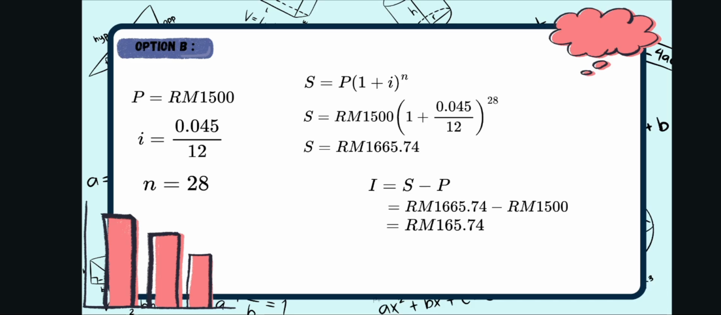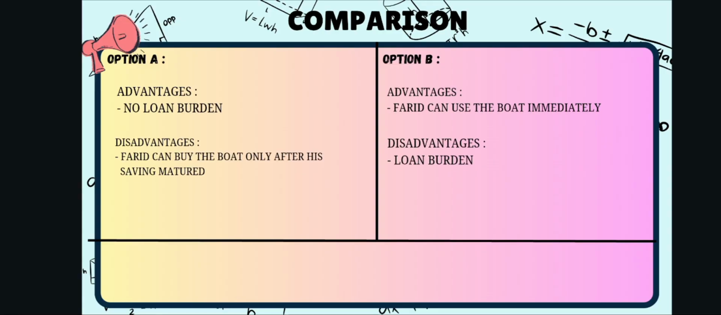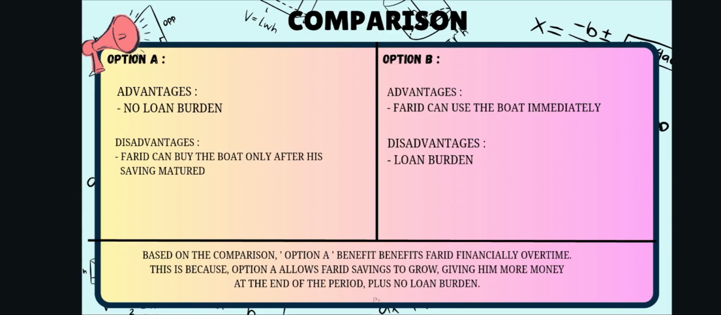I equals S minus P, so 1,665.74 minus 1,500, and we will get the answer of the interest we need to pay back, which is RM165.74. So based on the result, option A is better because Farid earns more over time and avoids loan interest. His money grows through compound interest instead of being lost to it.